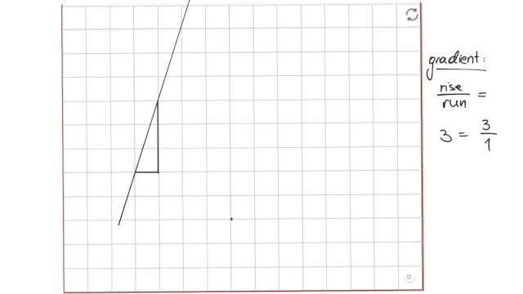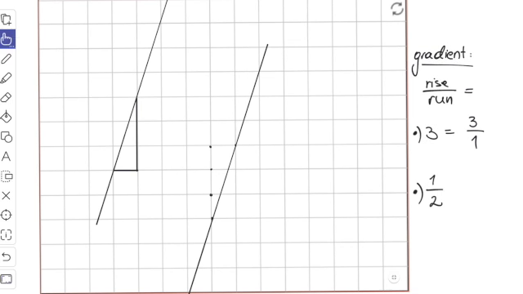So I would start at any point and then count 1, 2, 3 rise and 1 run and connect those two dots to form a straight line. I want to show you how to draw a straight line with a gradient of 1/2.